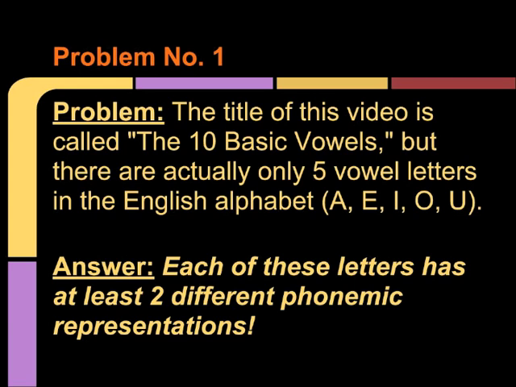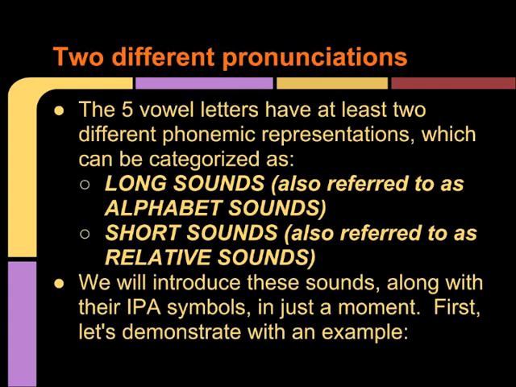The answer is that each of these letters has at least 2 different phonemic representations, which can be categorized as long sounds, also referred to in this video as alphabet sounds, and short sounds, also referred to as relative sounds. We will introduce these sounds along with their IPA symbols in just a moment. First, let's demonstrate with an example.